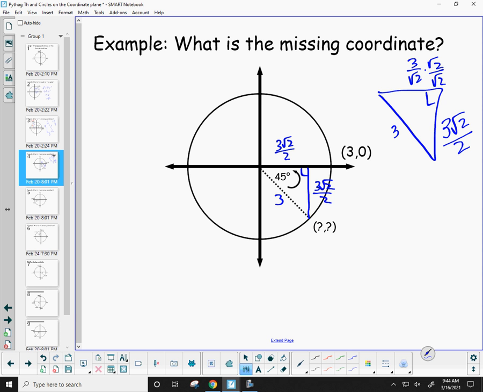So if I want to find that coordinate, how far did I have to travel on the x-axis? So 3 radical 2 over 2. And then how about my y-coordinate? Except it's got to be negative, right? Because of the quadrant.